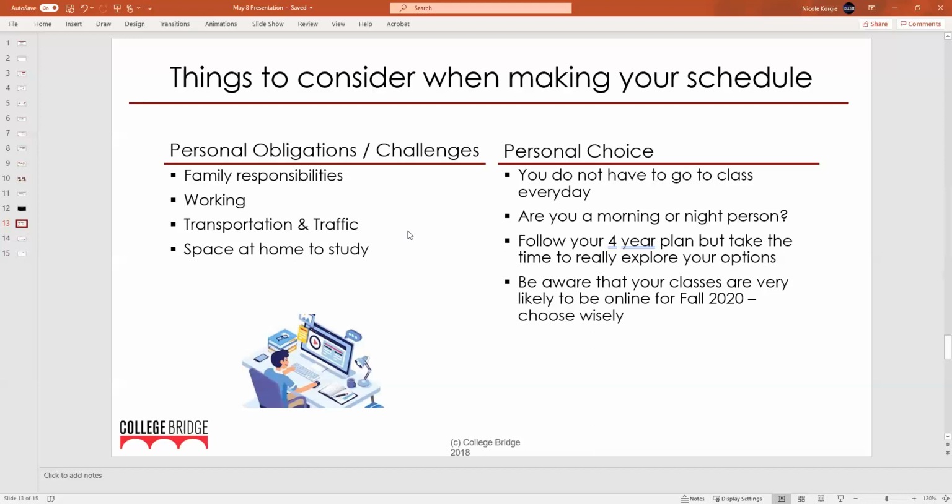And then finally, we really want to be aware that it's highly likely that for fall 2020, your classes are going to be online. So again, you want to follow your 4-year plan, but be realistic.